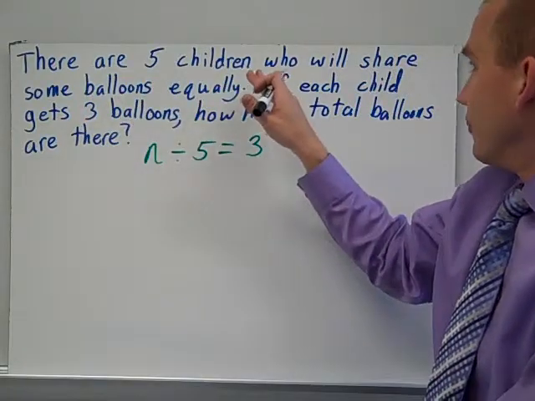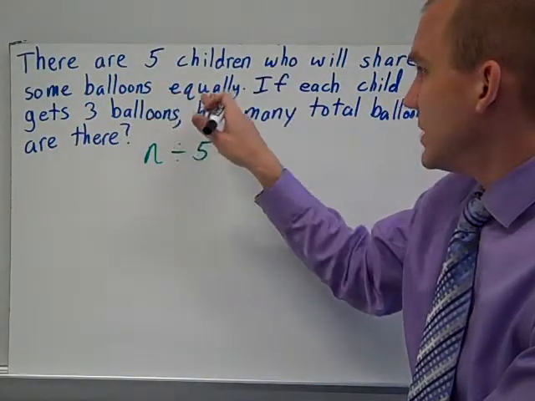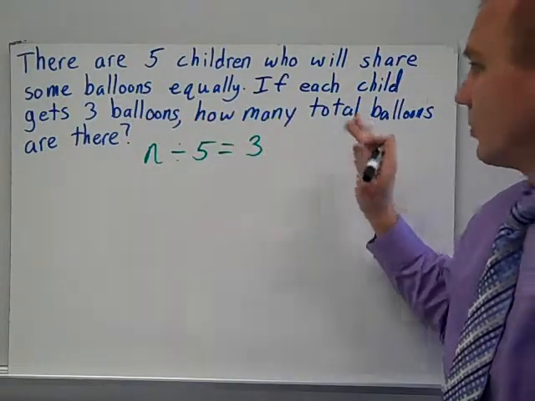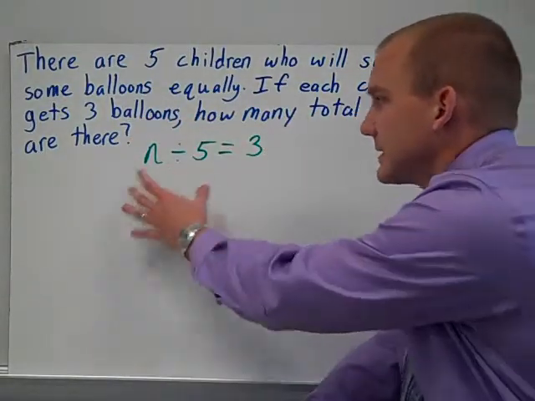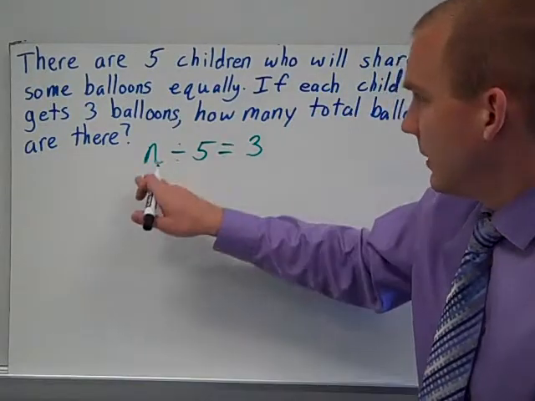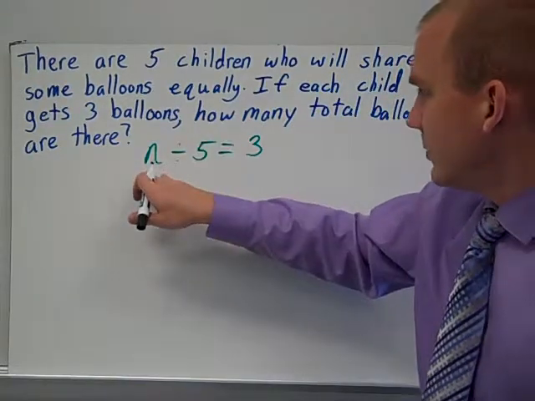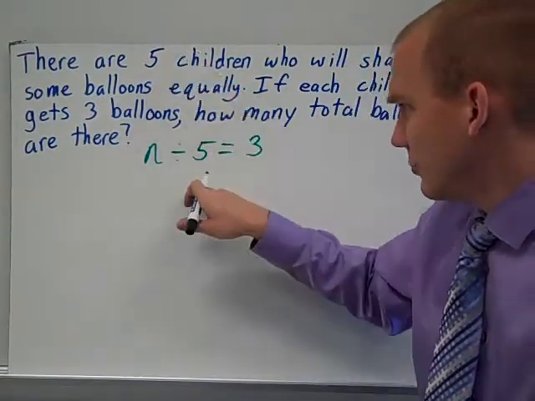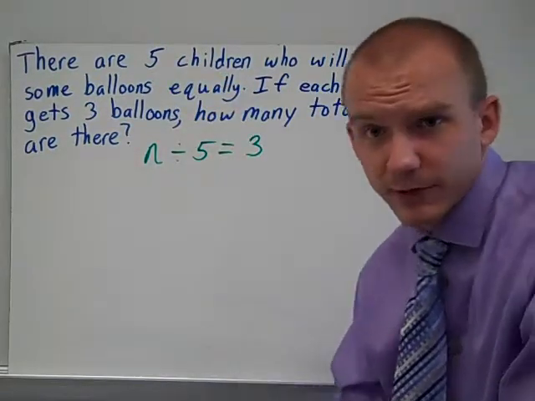There are 5 children who will share some balloons equally. If each child gets 3 balloons, how many total balloons are there? In this case, I set up the equation in advance because I wanted to look at it as a division problem. It's n balloons, the total number that we don't know, divided by the 5 children is going to equal 3. So each one will get 3.